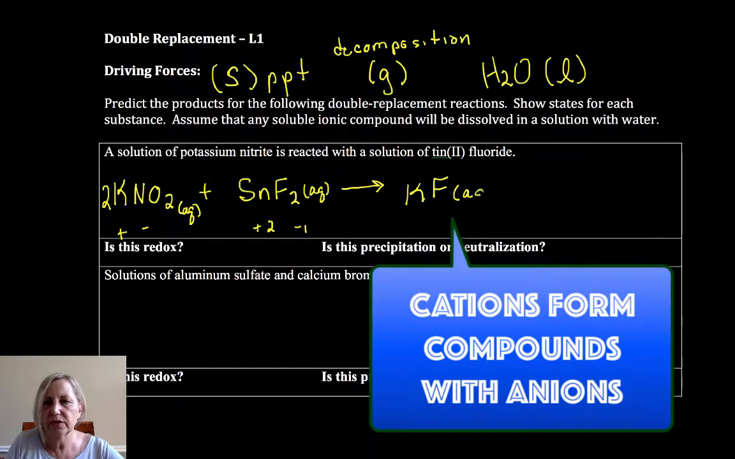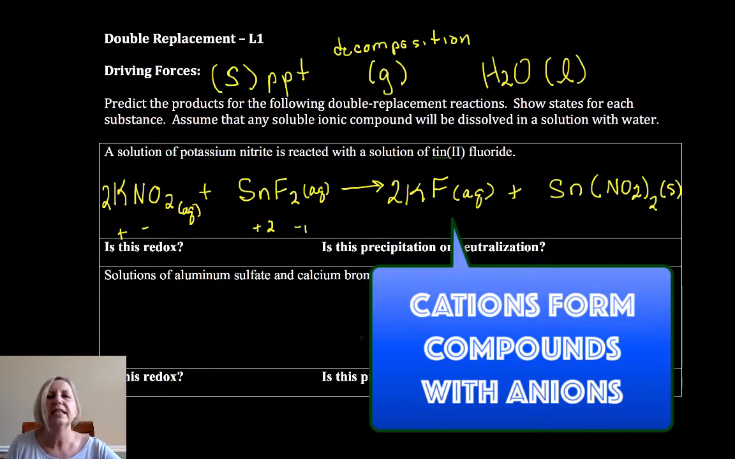All group 1 salts are soluble without exception. And that leaves tin +2 to go with nitrite. So it'd be tin(II) nitrite. And if you know your solubility rules or look them up, you would see that's a solid. And then I would need to balance it.